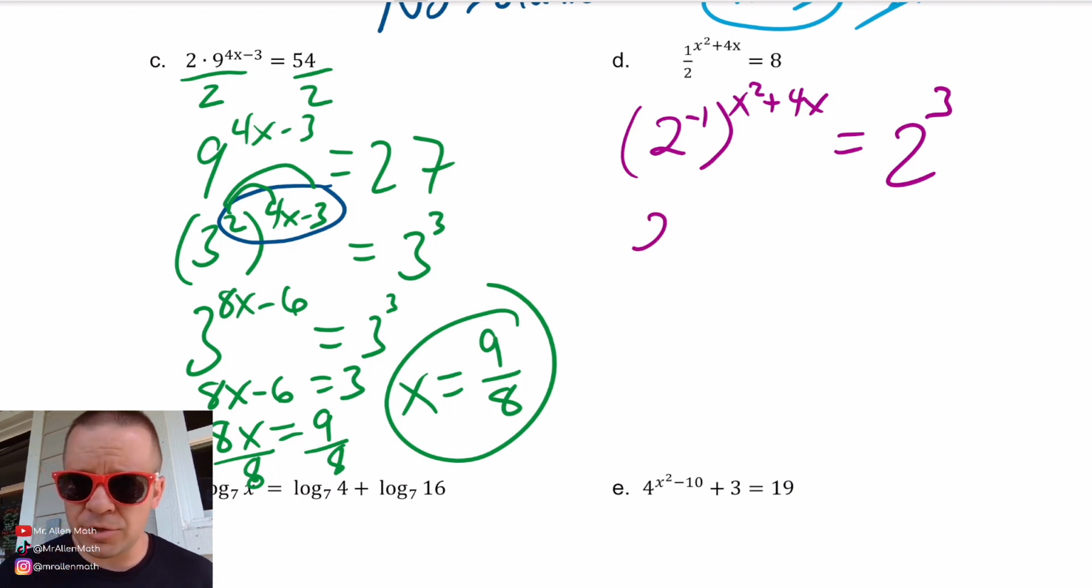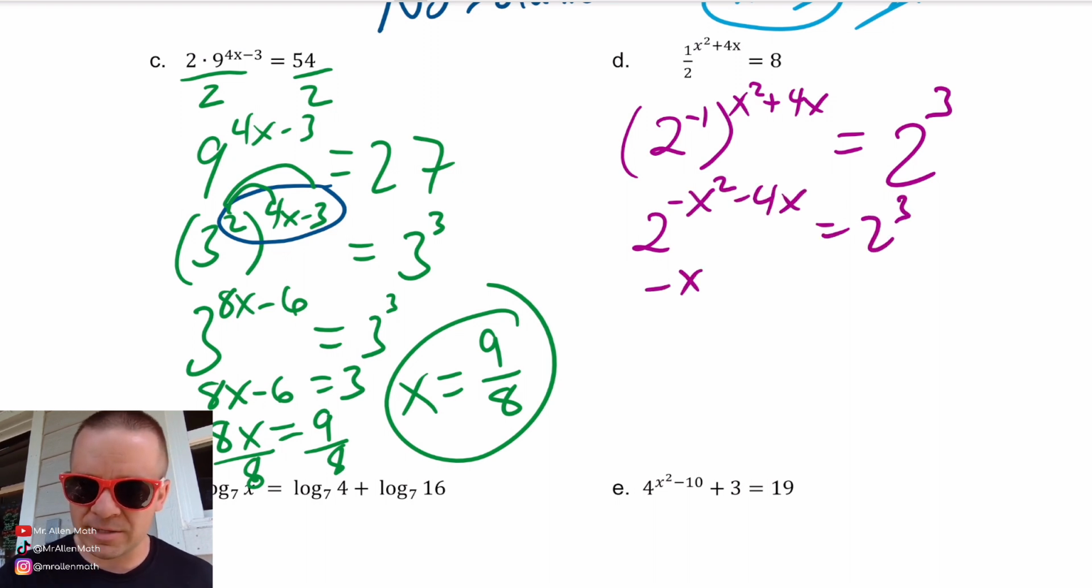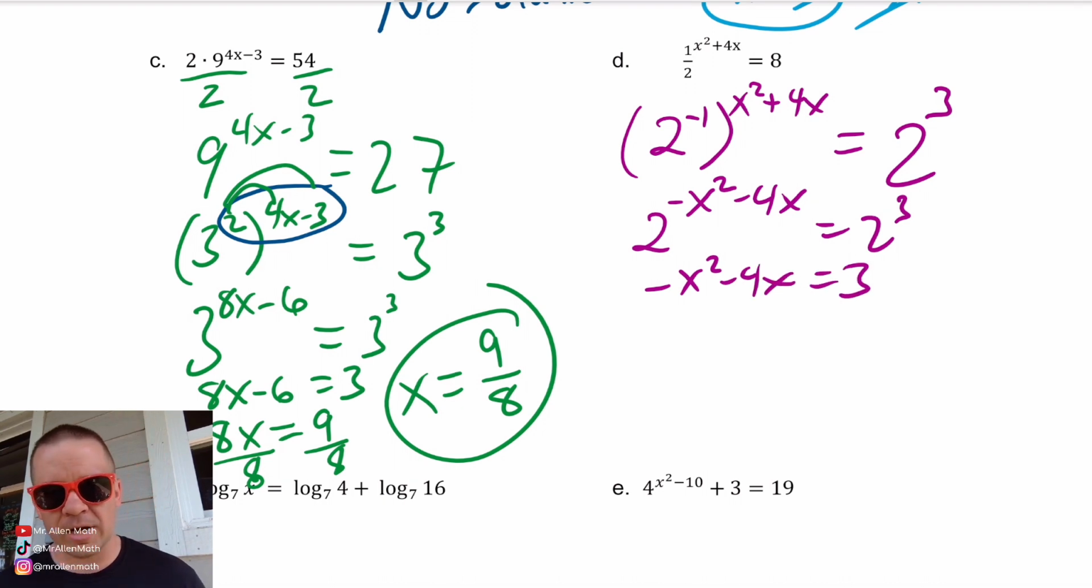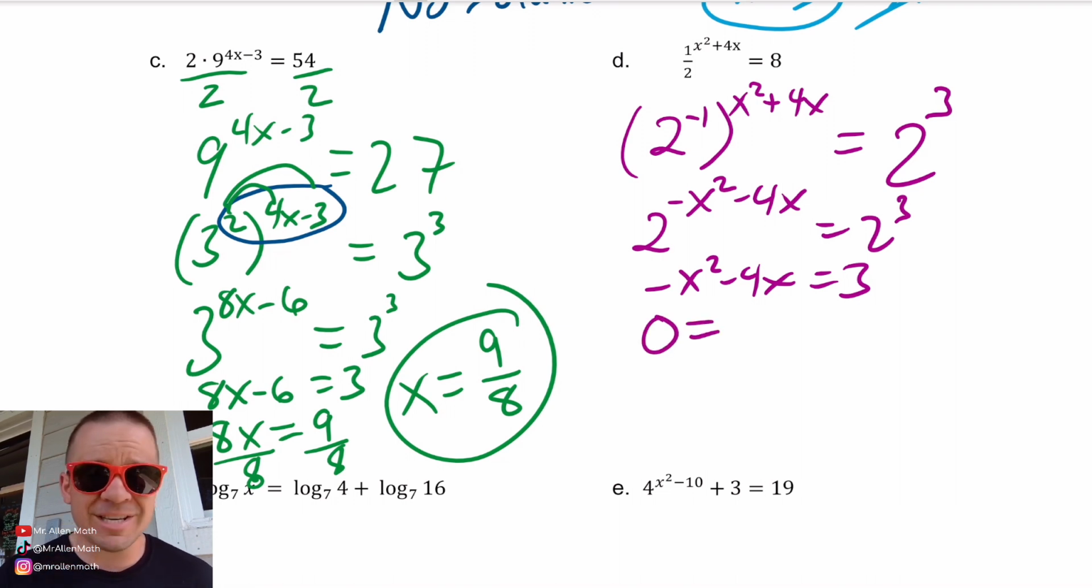So now I'm going to have 2 raised to the negative x squared minus 4x equals 2 to the third, and I can have negative x squared minus 4x equals 3, one-to-one property of exponents. Now here's the thing. You could bring the 3 over to the left-hand side. I'm not going to do that. You want your quadratic term positive. Do not try to factor with a negative coefficient, okay? It never works out well.